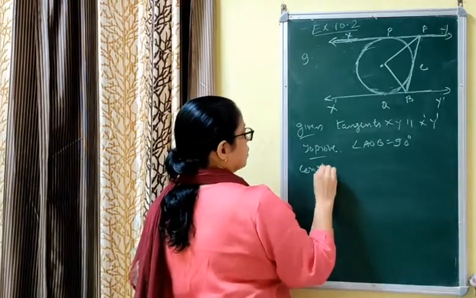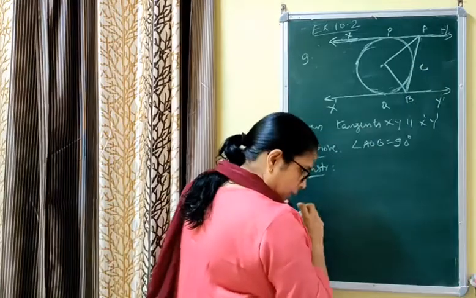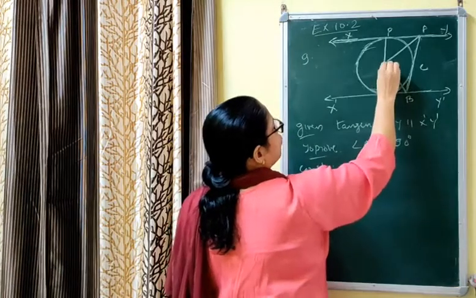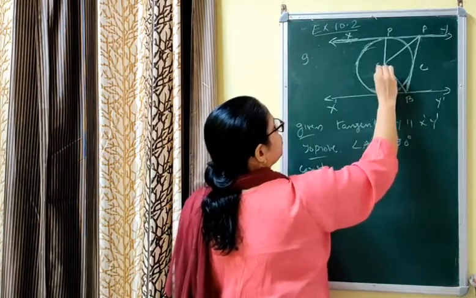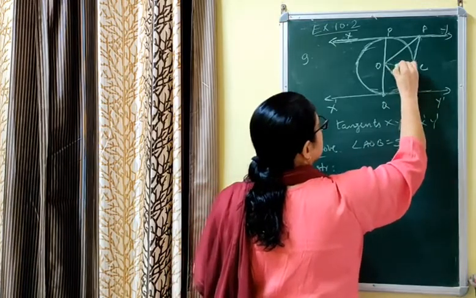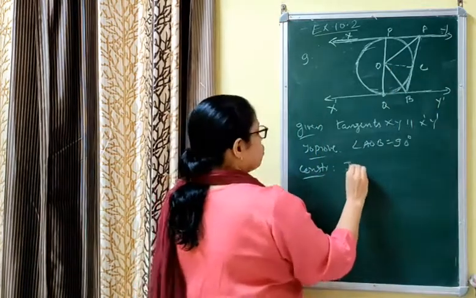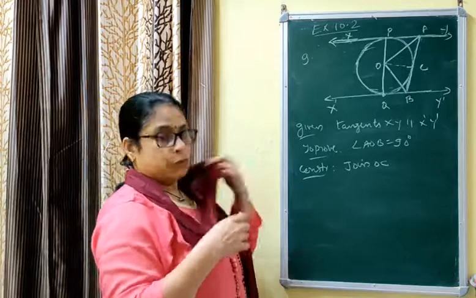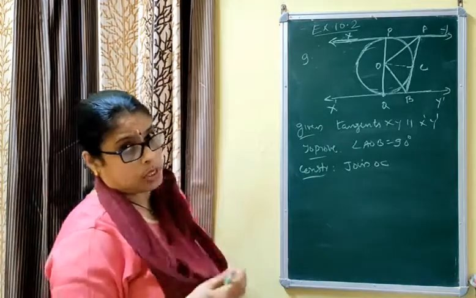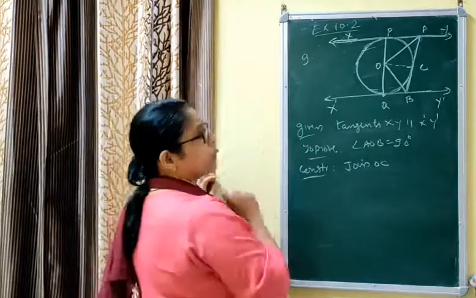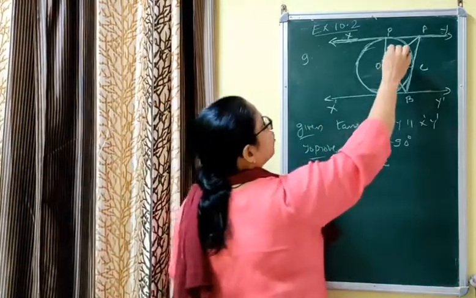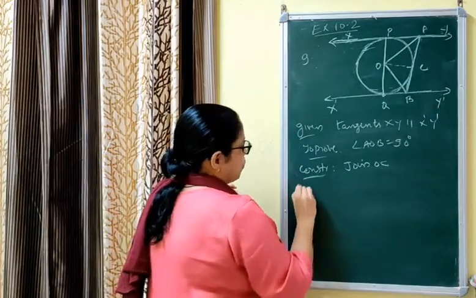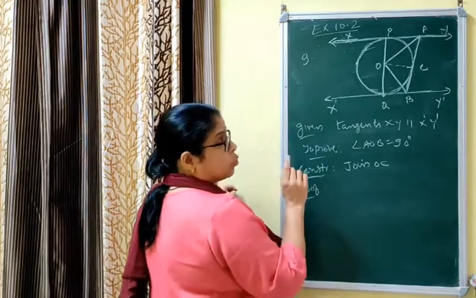Now construction: join OC. Actually in the question it is already joined, but if you want you can still write join. This is the construction needed, so join OC. Already in the figure OP and OQ are joined, but if you are given the question without a figure, then you have to write join OP and OQ. Now what are you going to prove? You are going to prove that these two triangles are congruent, as well as these two triangles are congruent. Now the proof. This question is very important. You have to practice it again and again.